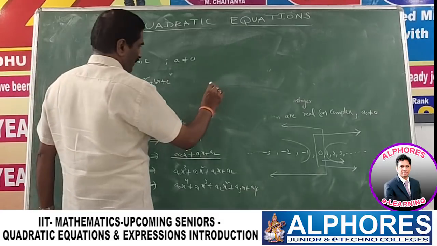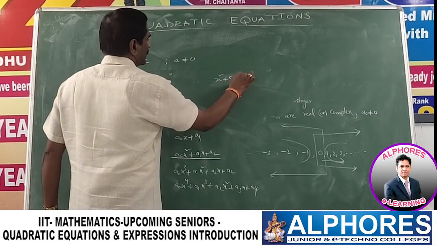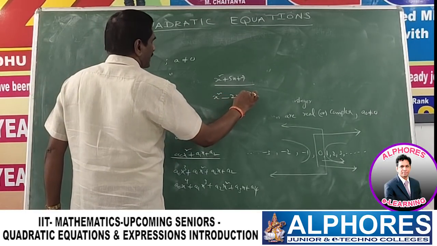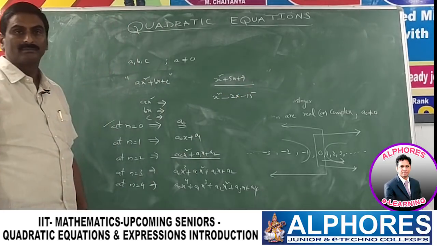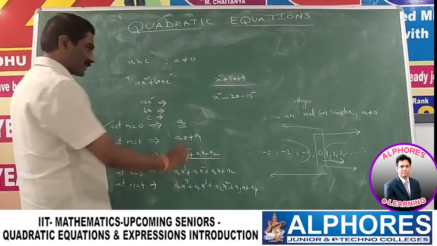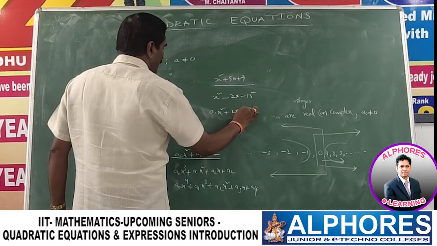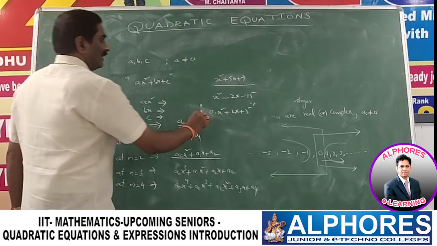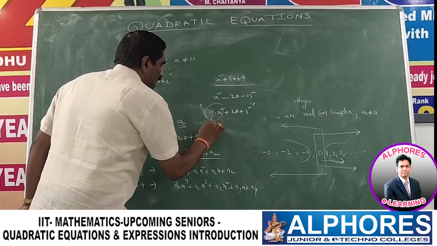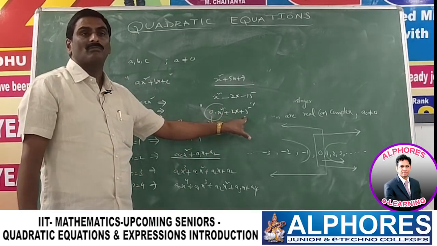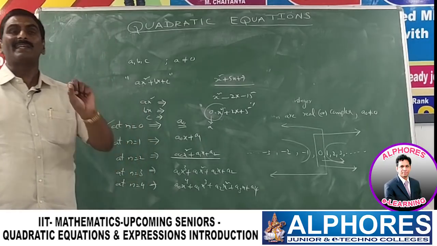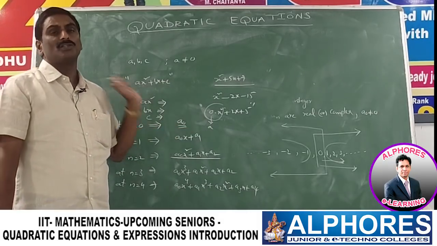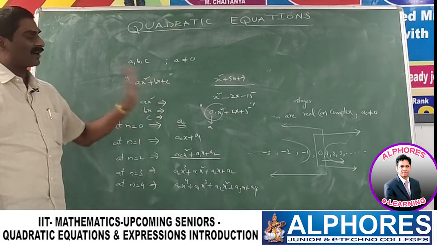Examples of the quadratic expression: x square plus 5x plus 7, it is one of the quadratic. X square minus 2x minus 15, it is the quadratic. One of the counter examples for quadratic expression: 0 into x square plus 2x plus 5, it is not a quadratic, since x square coefficient a is 0. It can be reduced into a linear polynomial, so it is not a quadratic. If a is equal to 0, it is not a quadratic. For quadratic, a not equal to 0.